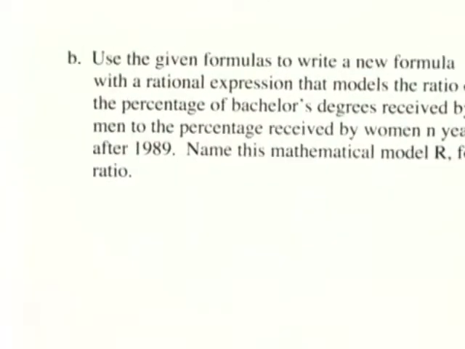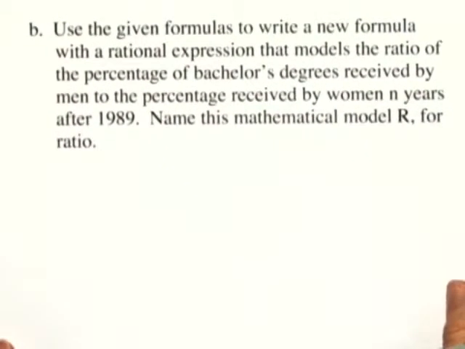Let's move on to Part B. In Part B, we want to use the given formulas to write a new formula with a rational expression that models the ratio of the percentage of bachelor's degrees received by men to the percentage received by women n years after 1989. Name this mathematical model R for ratio.